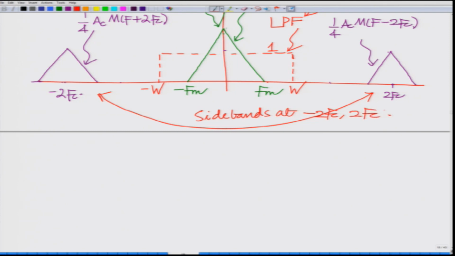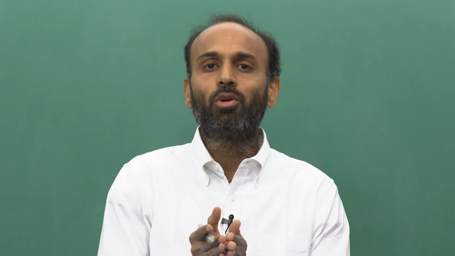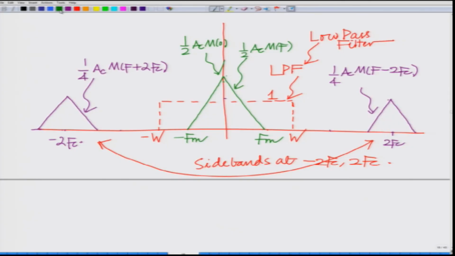Side bands at minus 2 Fc and 2 Fc, and the base band, that is AC over 2 MF, this can be separated from the side bands by passing it through a low pass filter between minus W and W, which can be chosen appropriately, alright, because there is significant separation, because the maximum frequency FM is much less than Fc. So, naturally maximum frequency FM is much less than 2 Fc and it is much less than 2 Fc minus Fm. So, you can see there is a significant separation, correct.